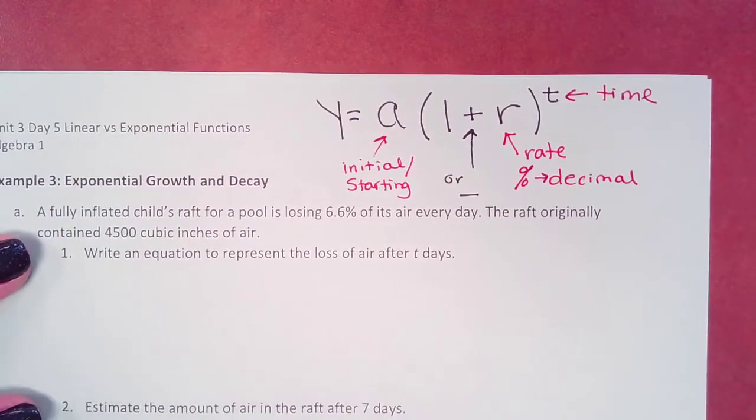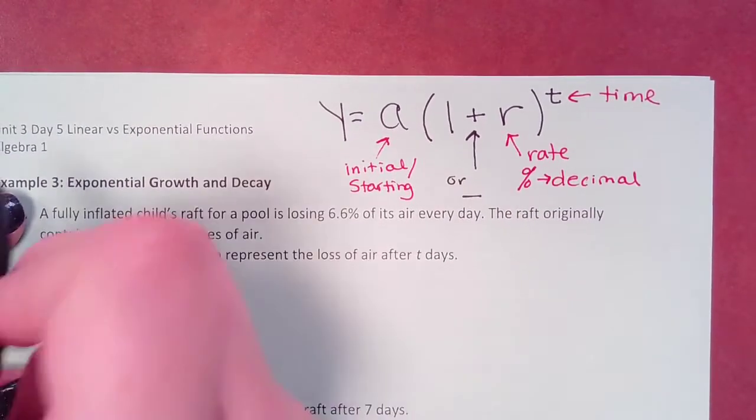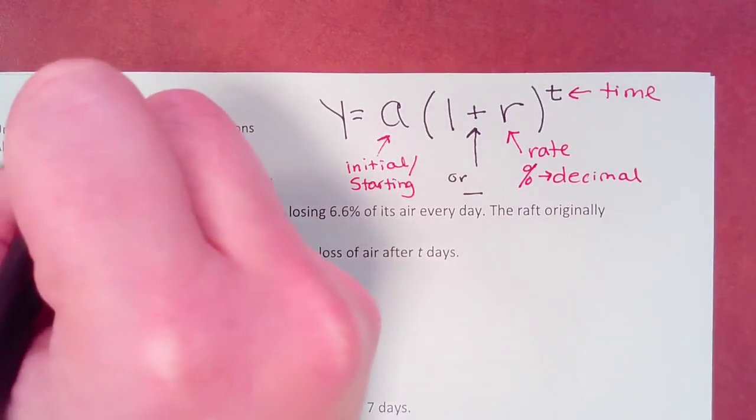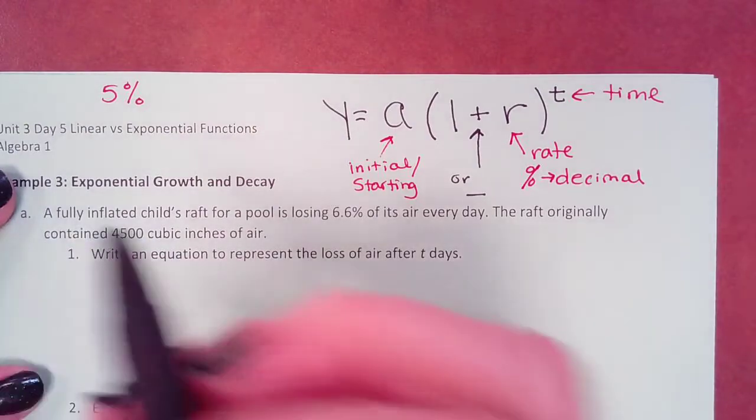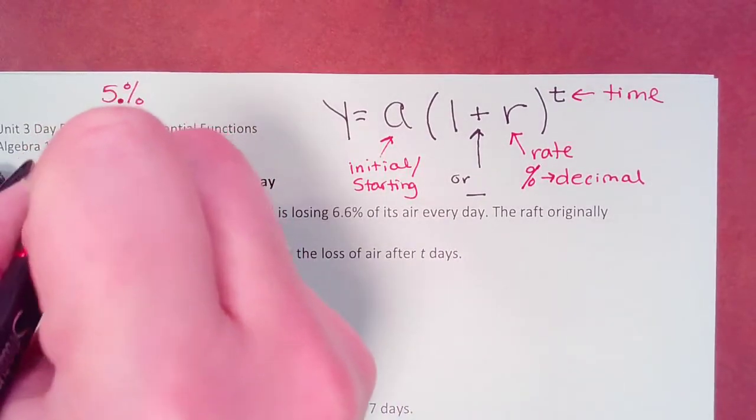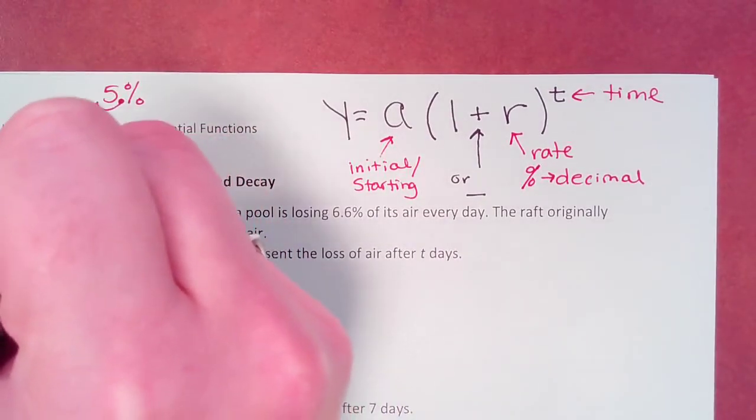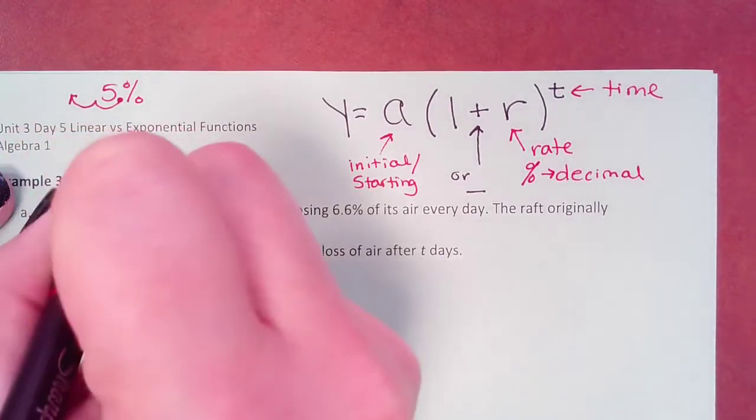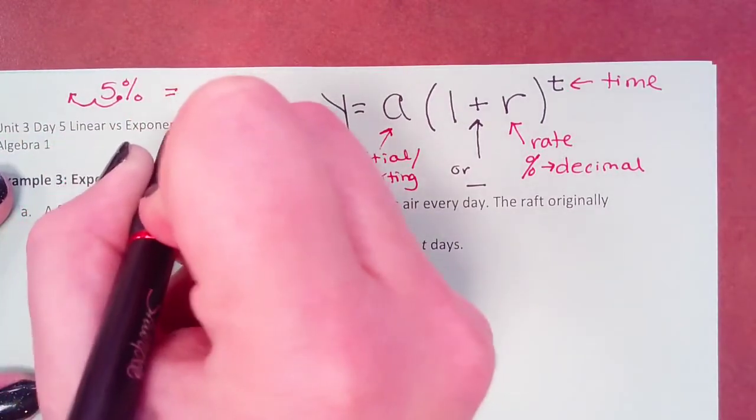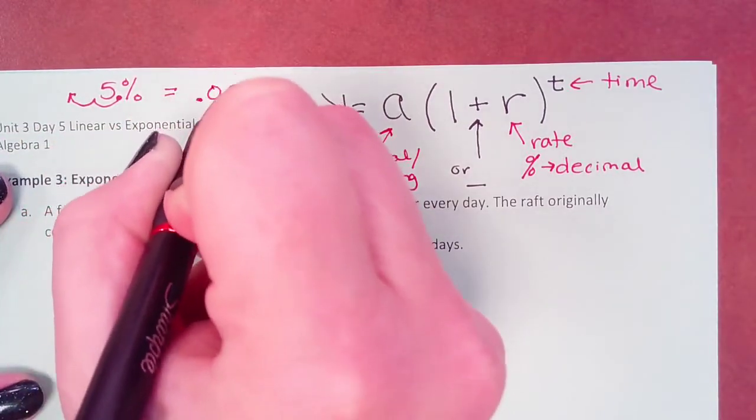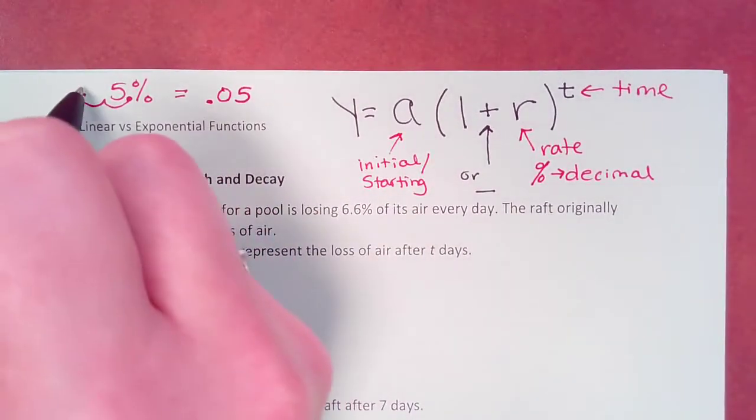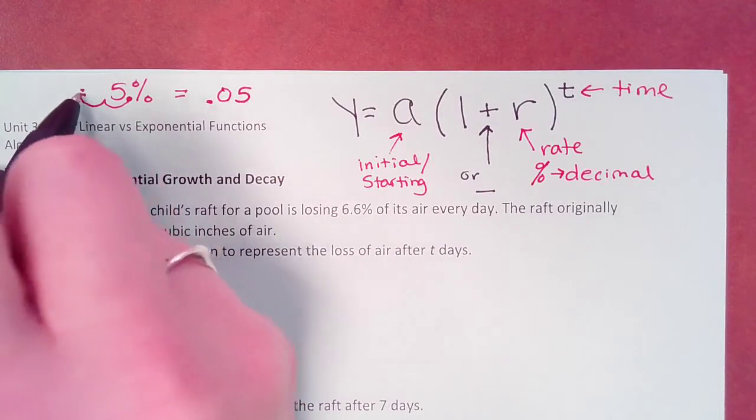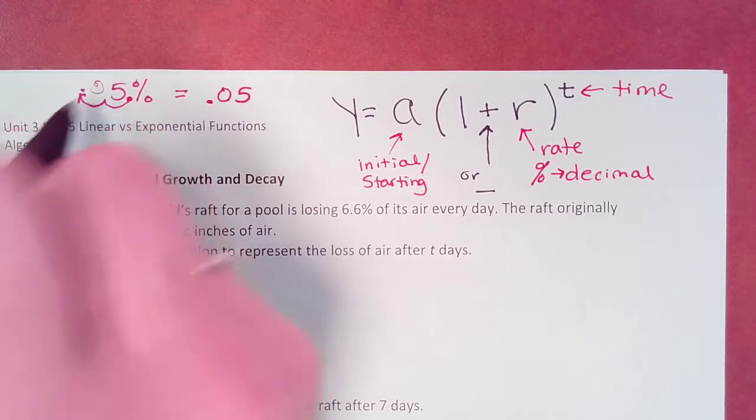Remember, if I want to take a percent into a decimal, so if I had 5%, I take the decimal point and I take it 2 spots to the left. So this would be the same thing as 0.05. Take it to the left, tack on the extra decimal, and tack in a 0 there.